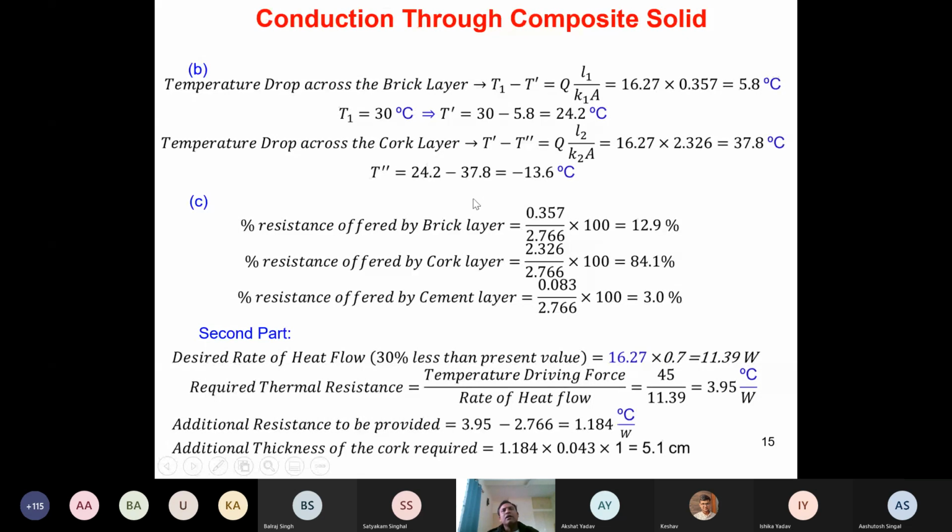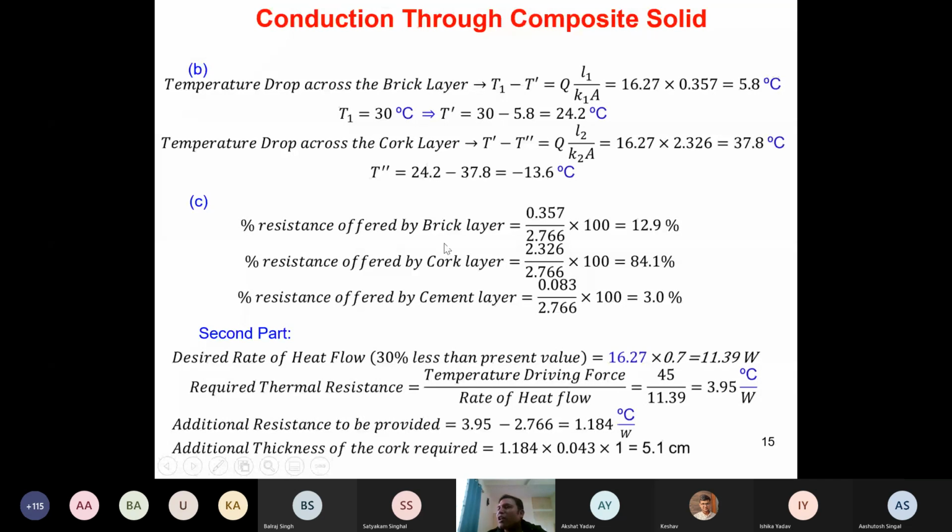In part C, we have to calculate the percentage resistance offered by the individual layers. For layer 1, the resistance is 0.357, the individual resistance divided by the total resistance, 2.766, into 100. That comes out to be 12.9%. Similarly, the resistance offered by the cork layer comes out to be 84.1%, and the percentage resistance offered by the cement layer comes out to be 3%.